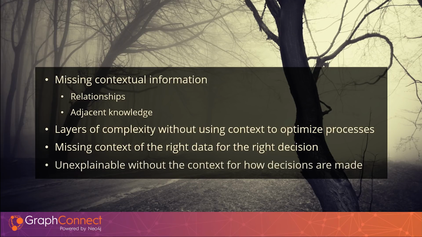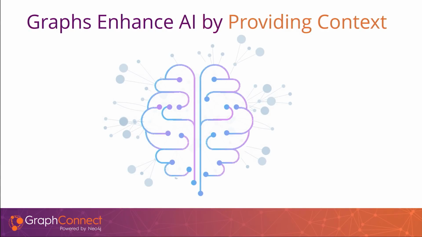So the other area that is becoming more critical is explainability. We often can't explain, especially when we're talking about deep learning, why or how a decision was made. And so without context, that can be really difficult. And that's an area Jake's going to talk a little more about as well, and how that can really help us move forward. So graphs enhance artificial intelligence by providing context.